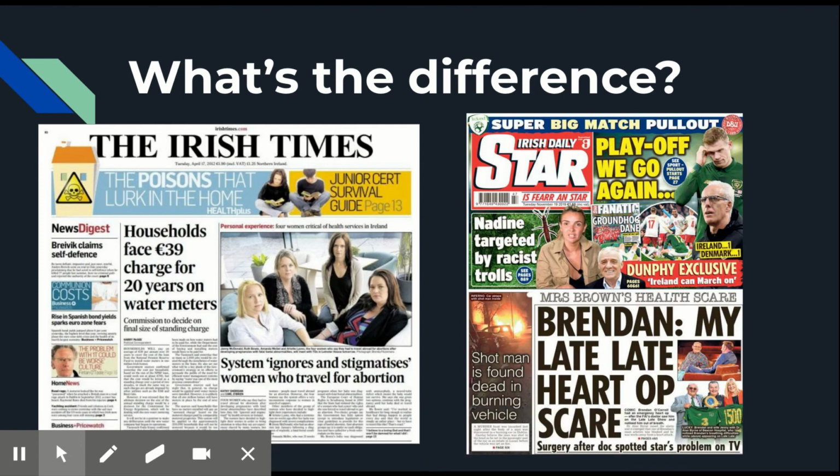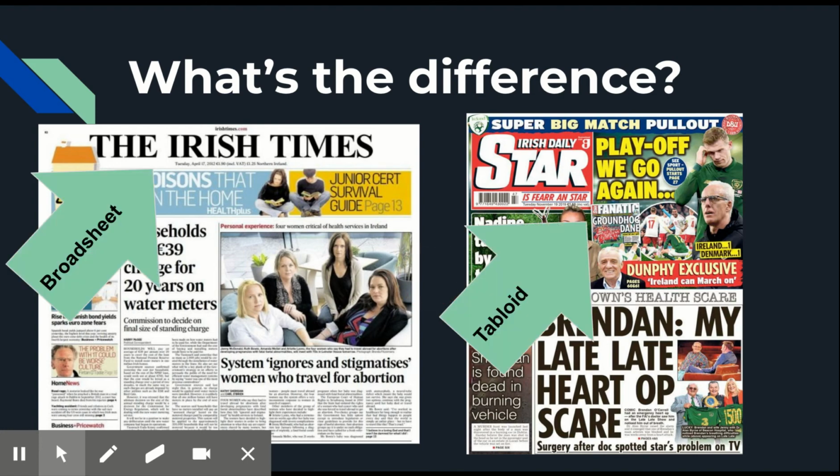Maybe you've noticed some other things that make a difference between these two examples of a front page. And hopefully you already know this, but if this is new to you, the one on the left is going to be a broadsheet, and the one on the right is going to be a tabloid, right?